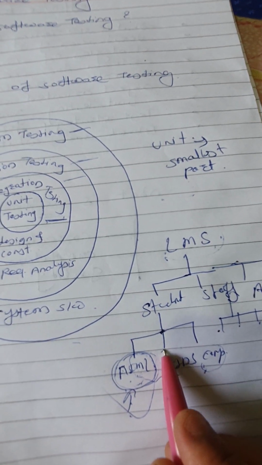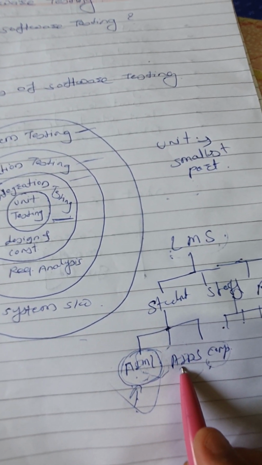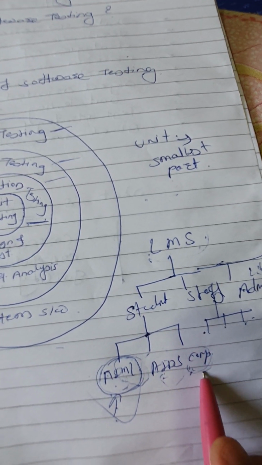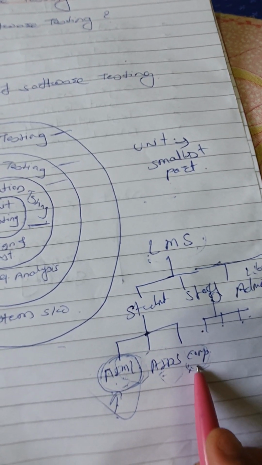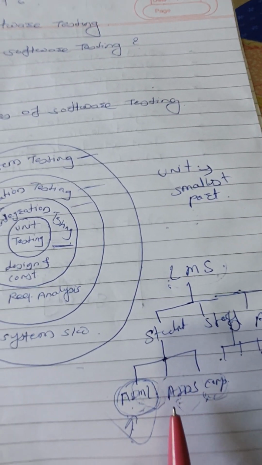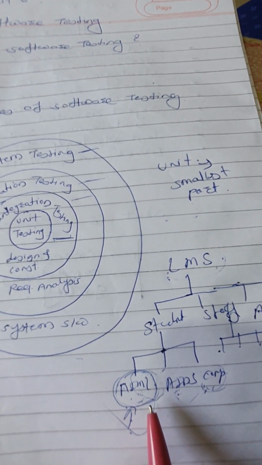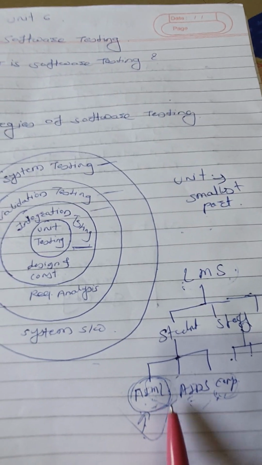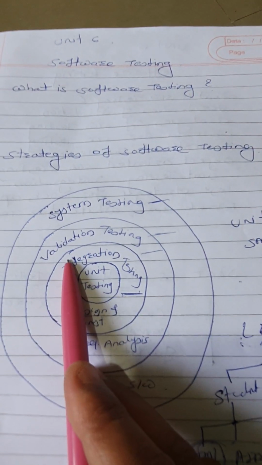Again, if testing is performed on the AIDS student module, then this is called unit testing. If testing is performed on the computer student module, then it is called unit testing. So in short, unit means the smallest part of your software, and testing performed on that smallest part is called unit testing. So now what is integration testing?